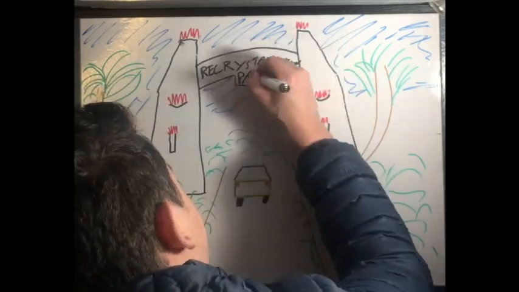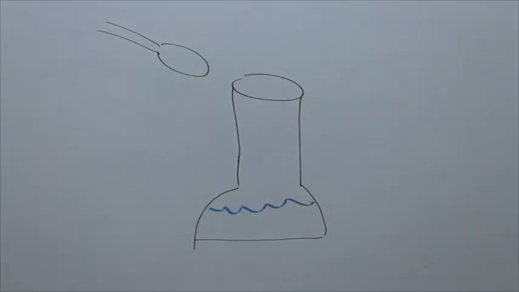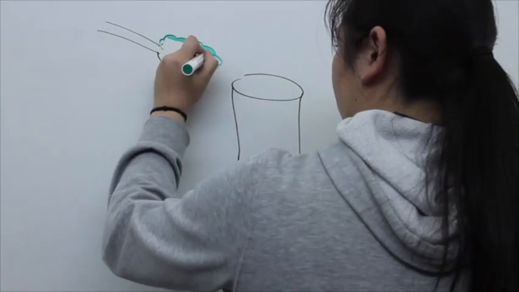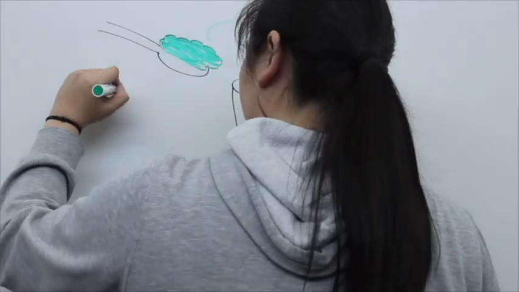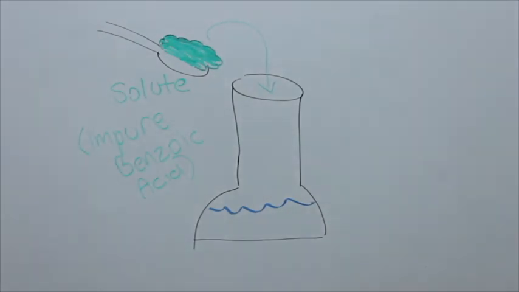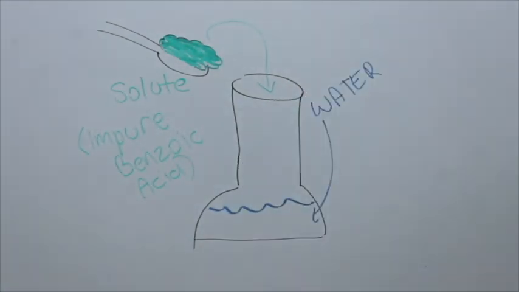wild ride. The process of recrystallization starts by dissolving the impure substance called a solute into a solvent. A solvent is any liquid which can dissolve a solid substance. For example, impure benzoic acid crystals can be dissolved in water. This example will be used throughout the rest of the video.